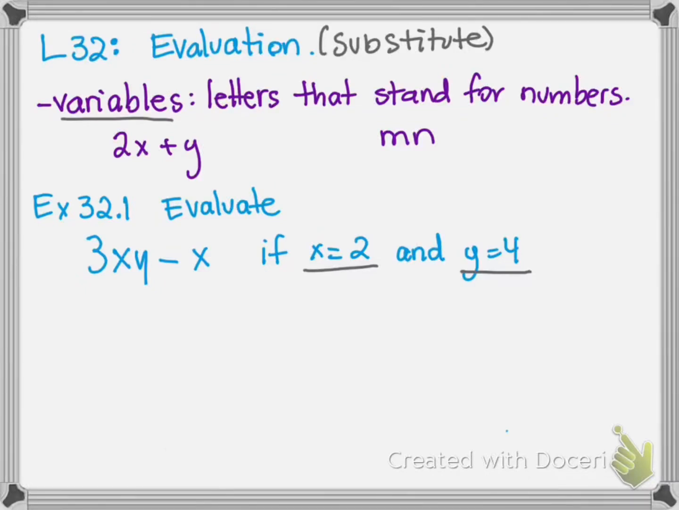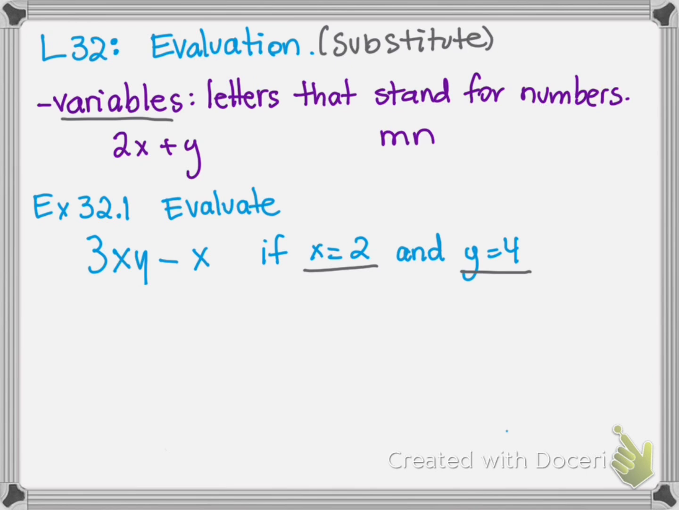Lesson 32, Evaluation. Remember, when we do evaluation, what we have to do is substitute. We have to change the letters for the numbers. Now, those letters we call variables, and the variables are letters that stand for numbers. So in this case, for example, in 2x plus y, 2 is a constant, and x and y are variables. They stand for numbers. And the same thing with m and n.